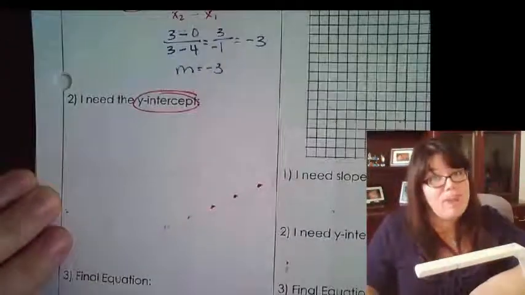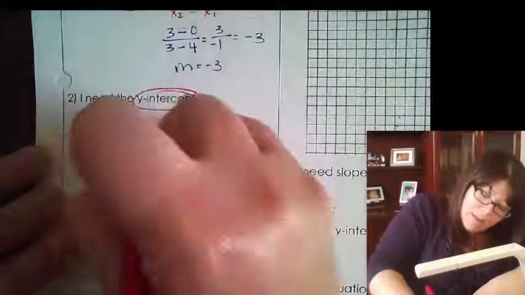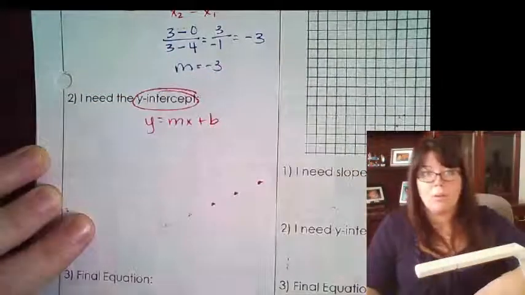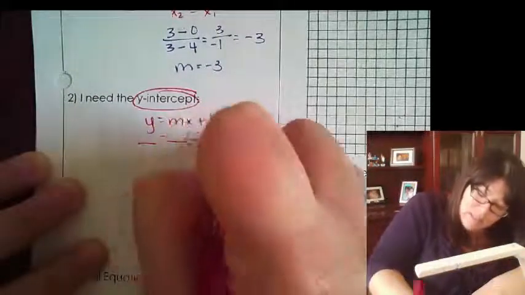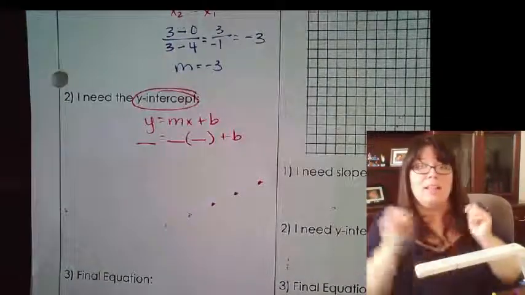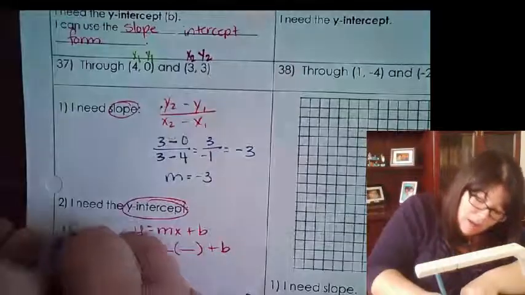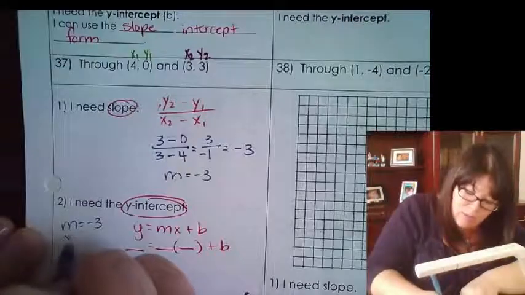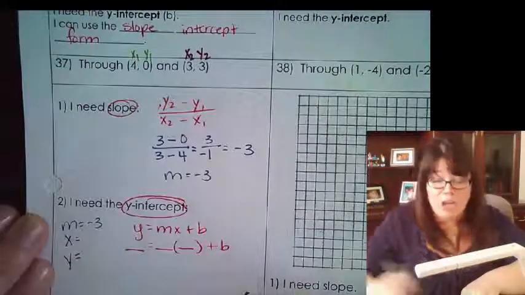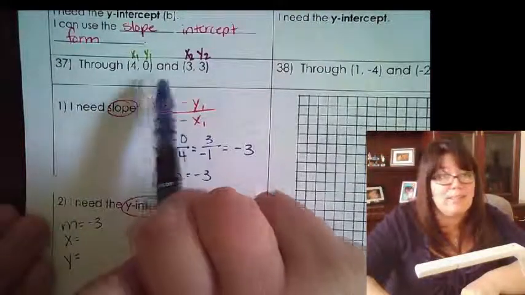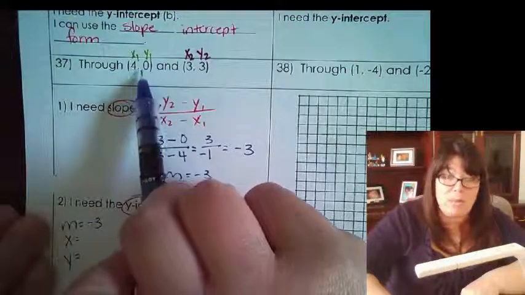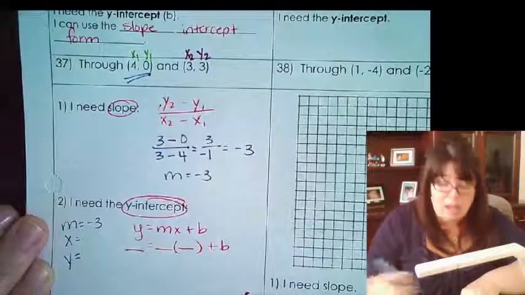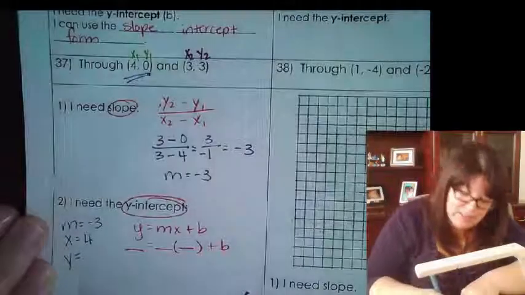Our y-intercept can be found using our y equals mx plus b form. We're going to write it out with spaces. y equals m times x plus b, and then we're going to solve for that b. Let's plug in what we have. Well, our slope we found is -3. So m equals -3, x equals something, and y equals something. Guess what, guys? You can pick whichever one of these points you want. It doesn't matter. I'm going to pick this one just because it has a 0, and zeros are easy. So if I use this point for step 2, my x value is 4 and my y value is 0.